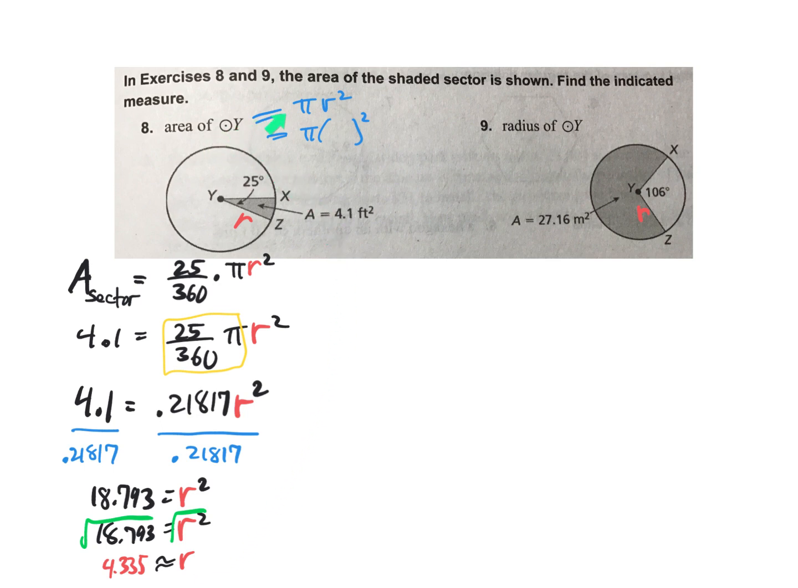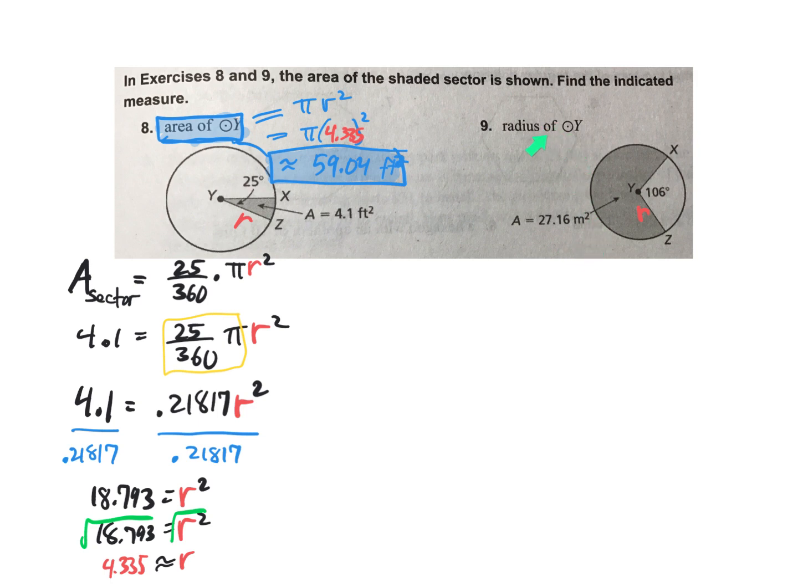So let's come on up here. The area of the circle is pi times radius squared, where the radius is about 4.335. And when we square that and multiply by pi, we should be able to do this in our calculator and get approximately 59.04 square feet. All right, how about number 9 then?